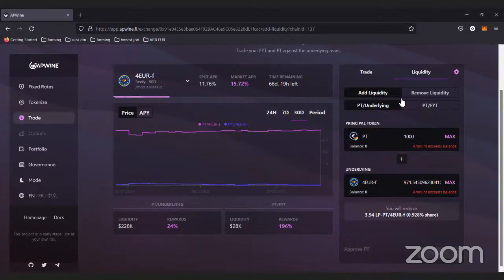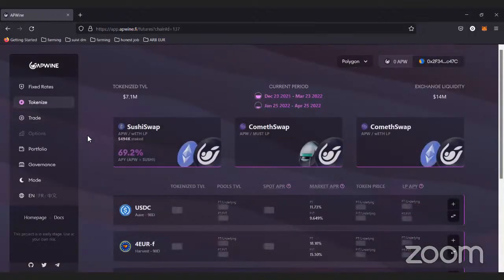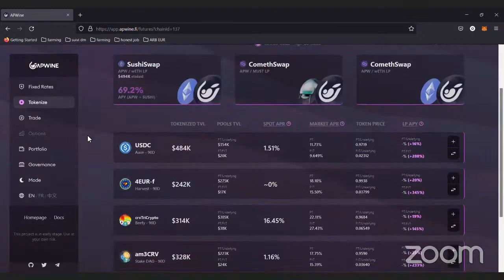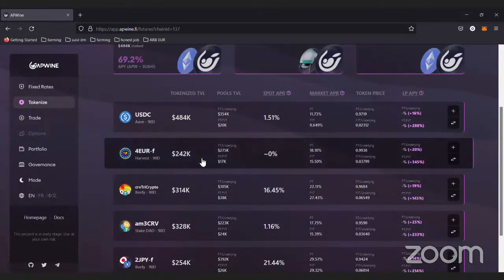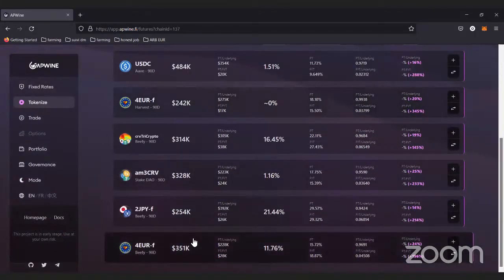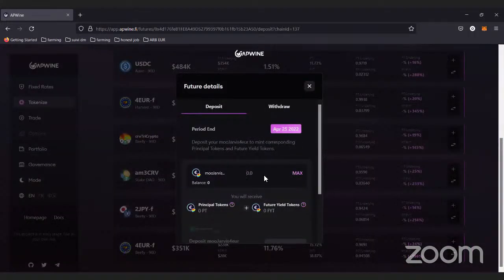Okay. Then what you do, you go here on liquidity, add liquidity. You go on tokenize, because you have to tokenize your MOO BFI. So you go on tokenize. You scroll down to here 4 euro, and you click on plus here. And here you will, for example, deposit. So we said it was almost 50%. So let's say you had 500 to 1,000 euros. So you will deposit 500.